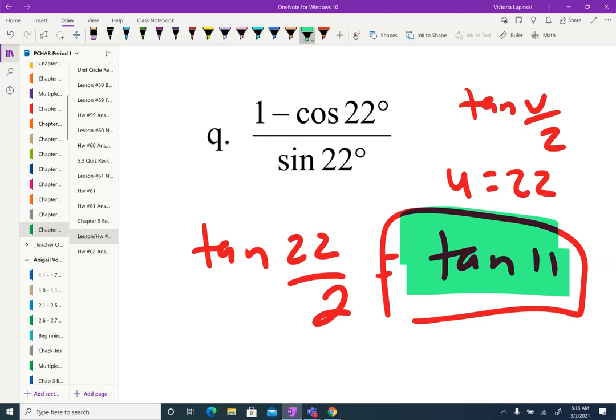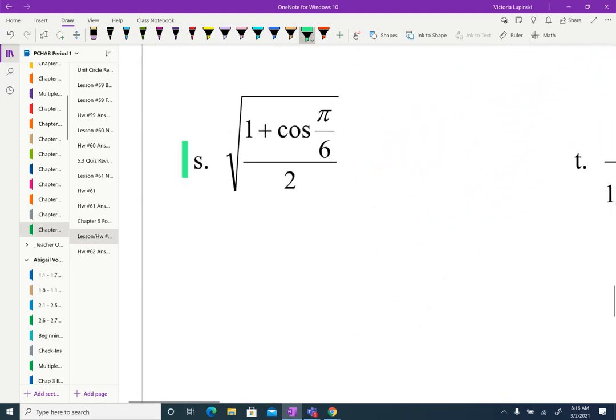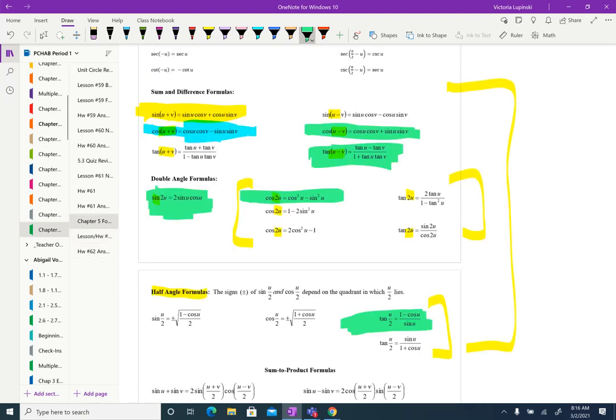I would say that on this sheet, about half of them, give or take, should simplify to be unit circle values, and then the rest don't. For something like number S, notice it's the square root of 1 plus the cosine of pi over 6, over 2. So you're looking for the square root of 1 plus the cosine of something over 2. Just as a note here, the plus or minus, we'll talk more about how you determine which one it is, but based on this example, it's the positive version.